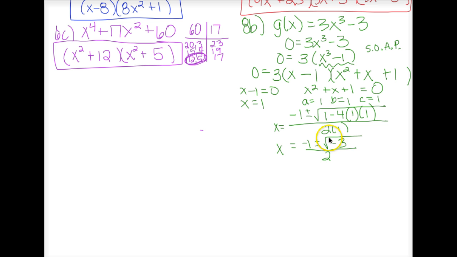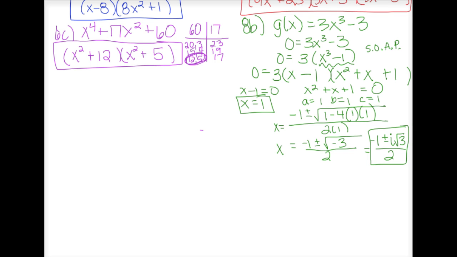So the only thing left to do is to simplify my radical, which the 3 doesn't simplify, but the negative means that there's an i. So this is negative 1 plus or minus i radical 3 over 2. So these are the zeros that I listed on your answer sheet: x equals 1 and x equals negative 1 plus or minus i radical 3 over 2. So remember that we should always check when we get done to make sure the number of zeros matches the degree. The degree was 3, 1 is one zero, the plus is the second zero, and the minus is the third. So I have them all, and those are my answers.